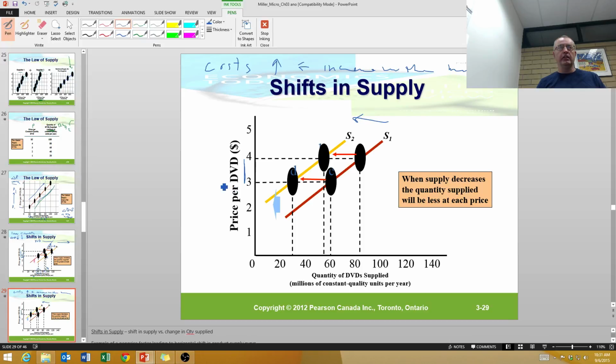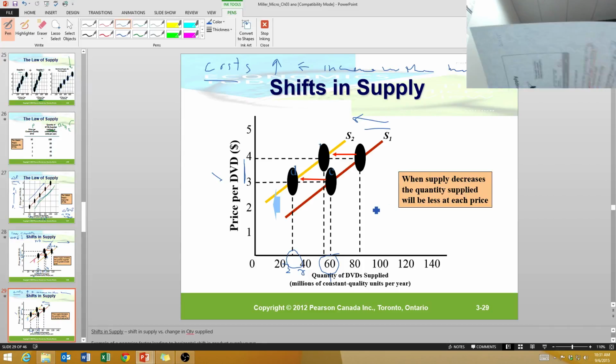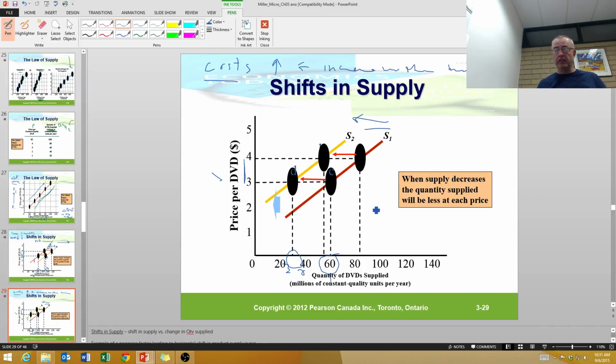And so originally at the price of $3, the industry was producing 60 million DVDs per year. And with these higher costs, the supply curve shifts left, and now the industry is only willing to produce 30 million DVDs per year. Higher cost, supply curve shifts left. Lower cost, supply curve shifts right.